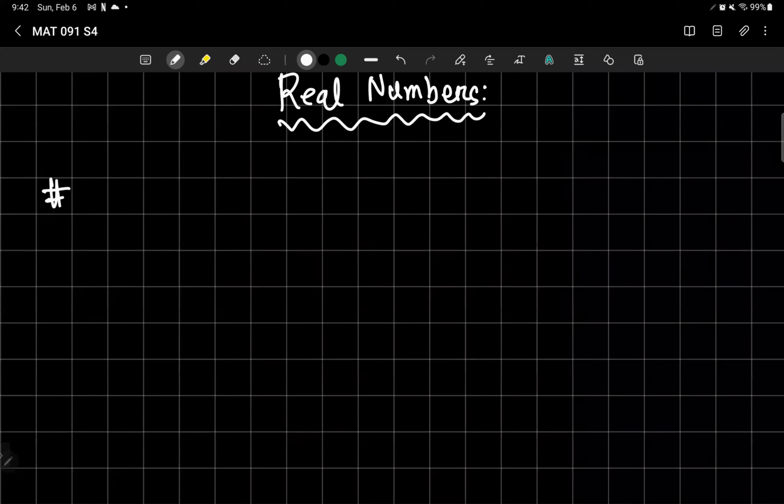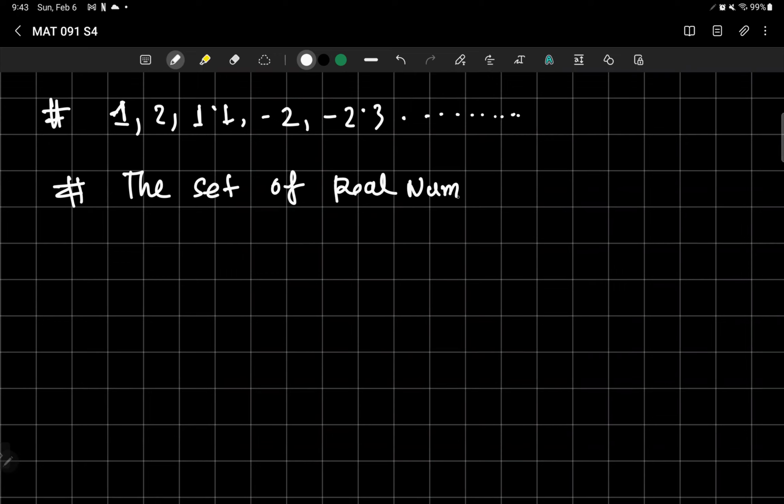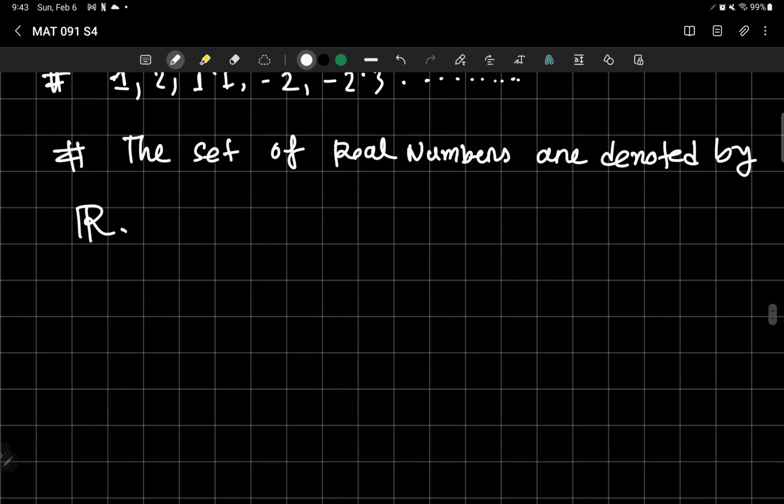All right, so real numbers are numbers like this. Let's say 1, 2, 1.1, -2, -2.3. All the numbers you have dealt with so far in your career are just real numbers. And the set of real numbers is denoted by R. It's a bold face, big R.